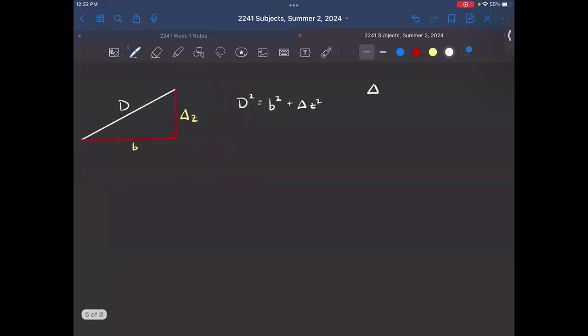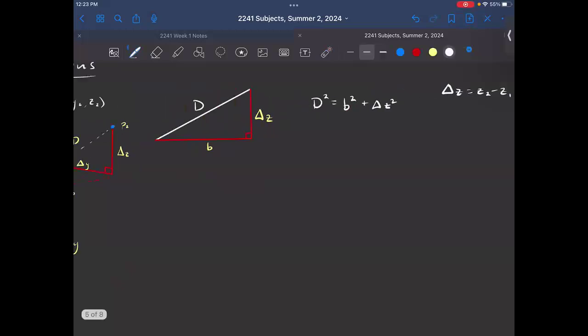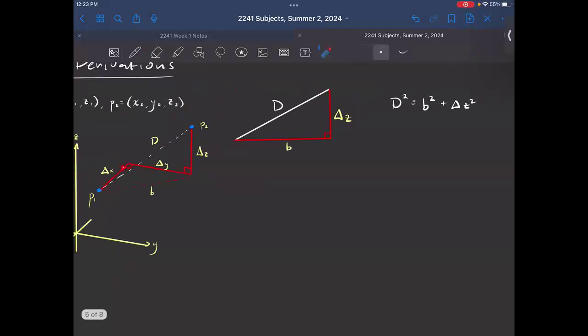Remember that delta Z or delta X or delta Y is just the difference of the two coordinates. And in this case, it doesn't matter whether you have 1 or 2 in front because we're going to square the difference. Okay. So now what do we need? We need B squared. What is this thing? Well, we have another triangle in our diagram over here, which we can also pull out.